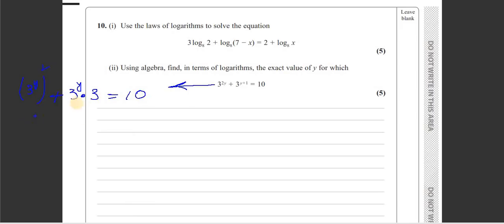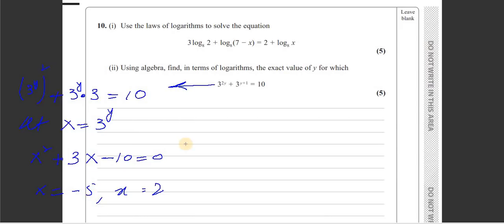And now if you assume, let x equal 3 to the power y, and put x here, you have x squared plus 3x minus 10 equal to 0. Now it is a quadratic equation, so you can use the quadratic formula or factorization, and you can find 2 values of x. If you do that, you have x is equal to minus 5 and x is equal to 2.